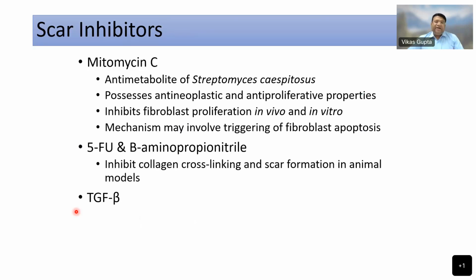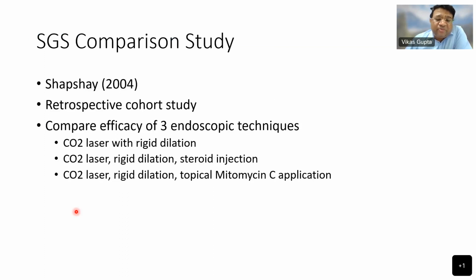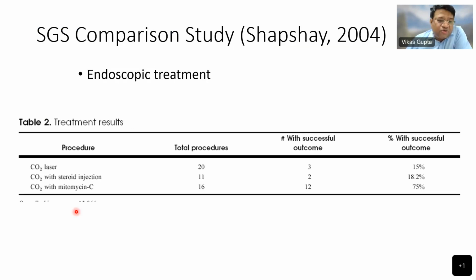Now, certain drugs, as you know, are used to counter the restenosis. The most commonly used drug is mitomycin C. It is an antimetabolite from the Streptomyces caespitosus, and the mechanism involved is triggering of fibroblast apoptosis. So what it does is that it causes the apoptosis of the fibroblast, so the new fibrotic tissue is not formed. It inhibits the formation of new fibrotic tissue.